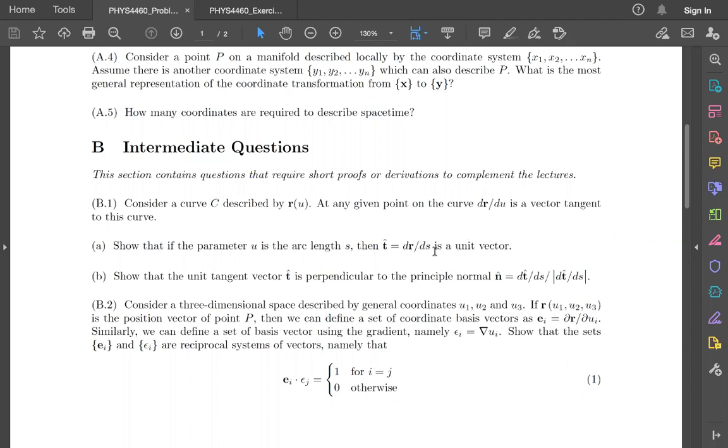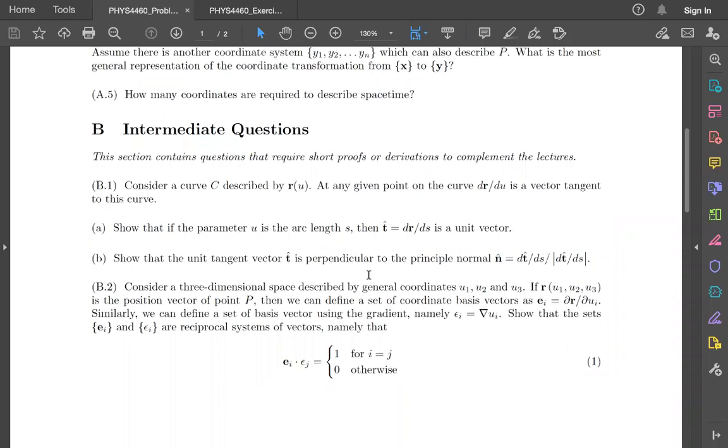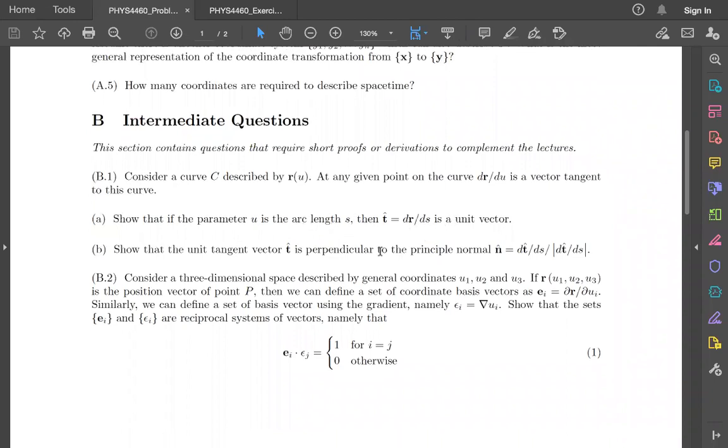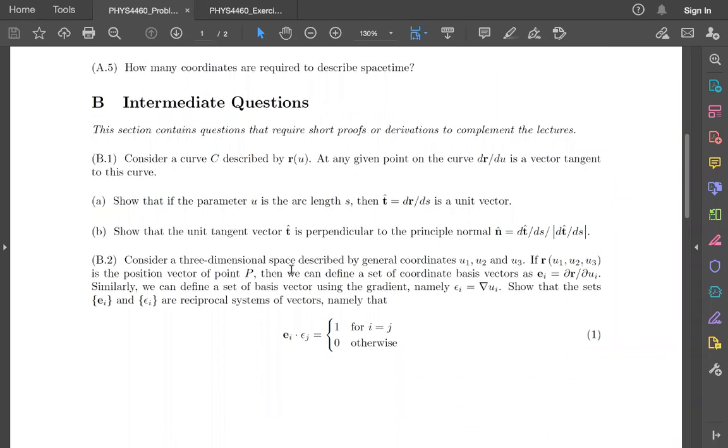I won't give any hints here because this is quite straightforward from the lecture material. Please feel free to go back to the lecture notes and find the definition of the arc length. From the definition of arc length, you should be able to derive this. The second part of the question asks us to show that this tangent vector t is perpendicular to the principal normal, which is defined this way.